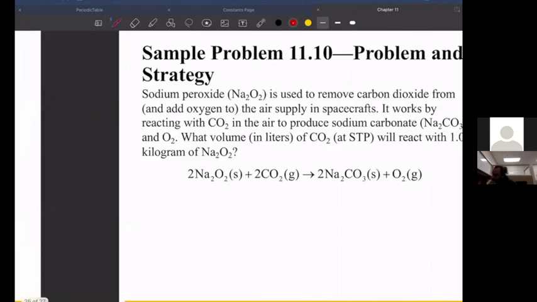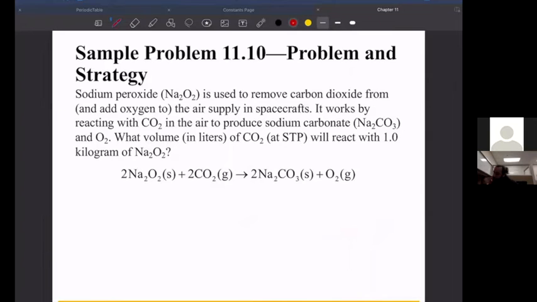Okay. All right, so another gaseous problem here. Sodium peroxide is used to remove carbon dioxide and to add oxygen in spacecrafts. It works by reacting with CO2 to produce sodium carbonate and oxygen. What volume in liters of carbon dioxide at STP will react with 1.0 kilograms of sodium peroxide? And so the balanced chemical equation is given here.